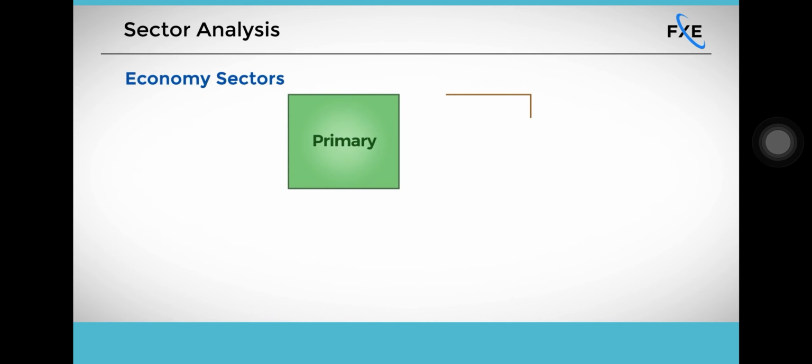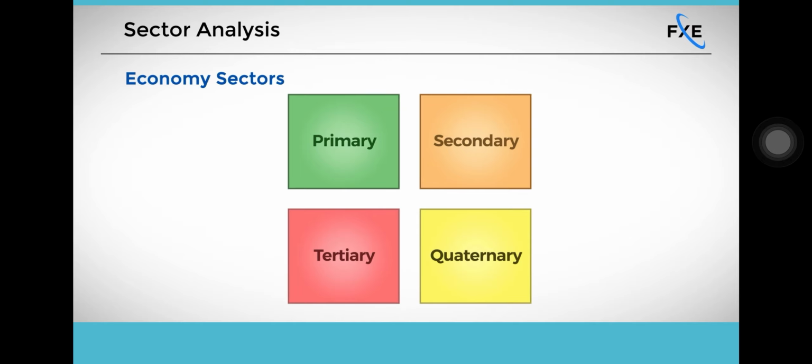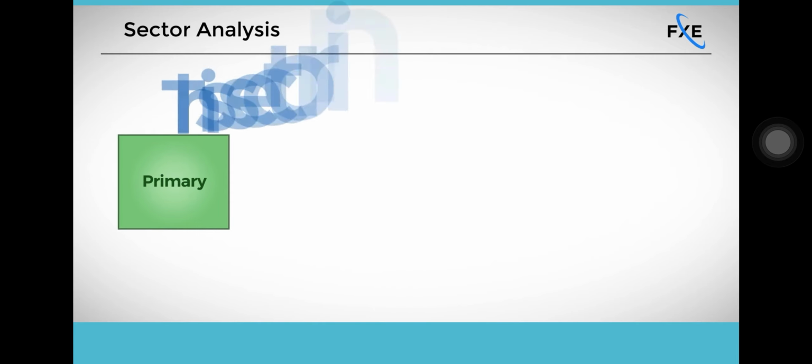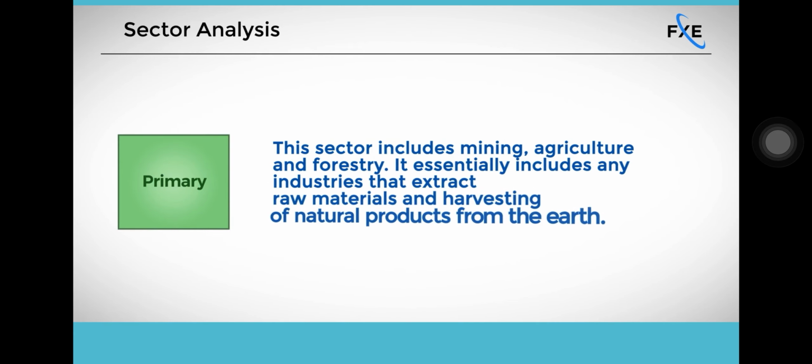A nation's economy is divided into four sectors to help analysts and economists analyse and accurately interpret the health of the economy. Let's now take a look at each of them. First, let's start with the primary sector. This sector includes mining, agriculture, and forestry. It essentially includes any industries that extract raw materials and harvesting of natural products from the earth.